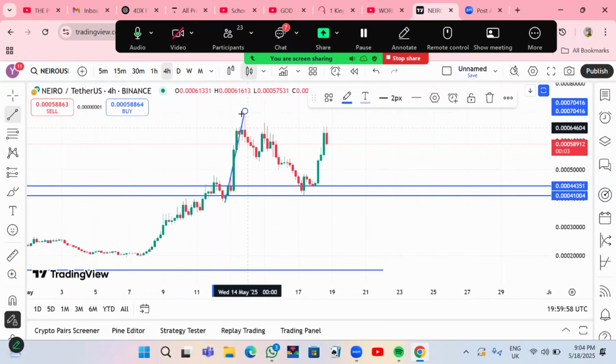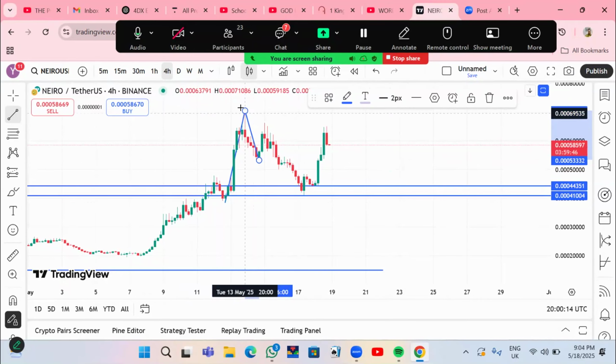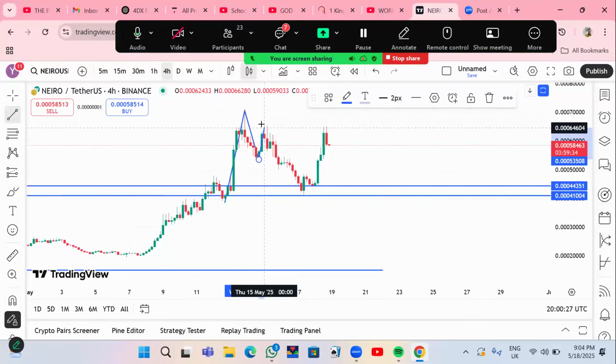Then price did what? Price came from here to this point. So this point was a pullback. Normally, people who don't know what a harmonic pattern is would sell when price was coming down like this impulsive candle. They will be happy when price is coming down, not knowing that price would also do another impulsive move up like this.